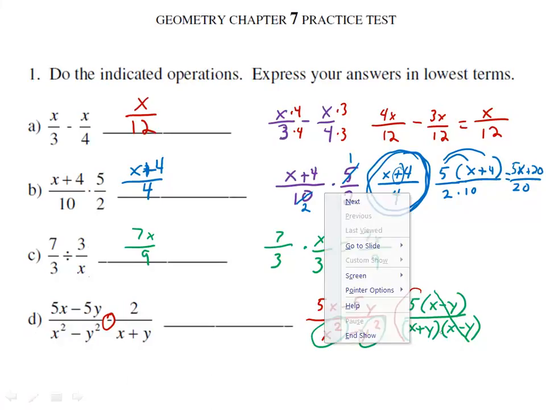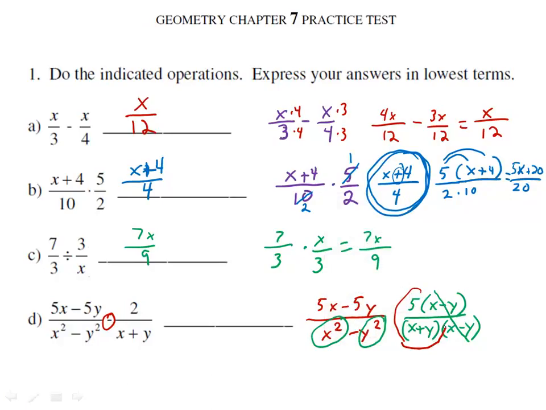5 over x plus y. Well, now let's go back and look at the second fraction here. Surprise, surprise, surprise. The denominator is x plus y. So we have our common denominator. We did it by factoring. So we have 5 over x plus y minus 2 over x plus y.